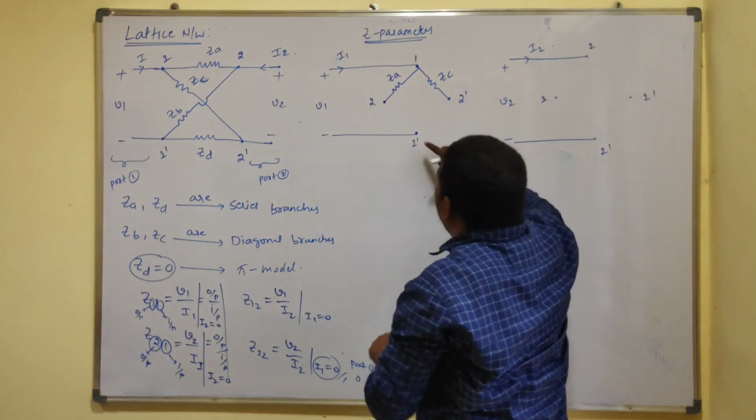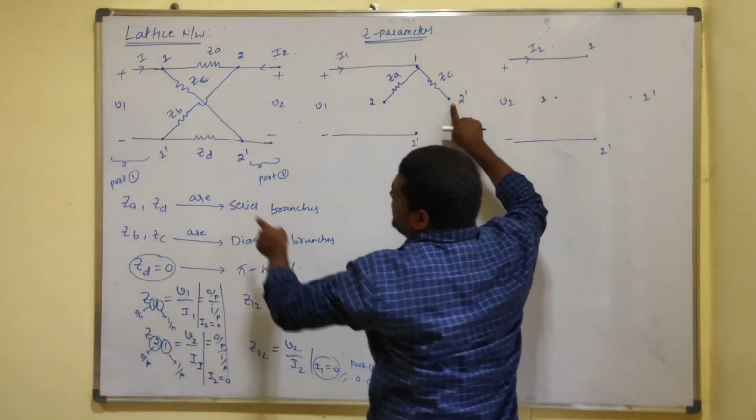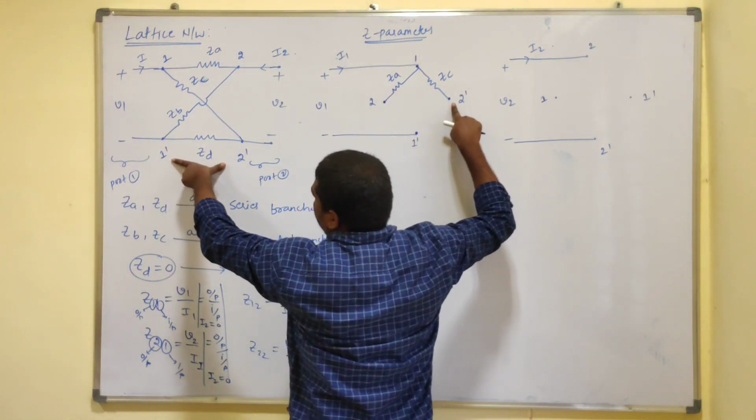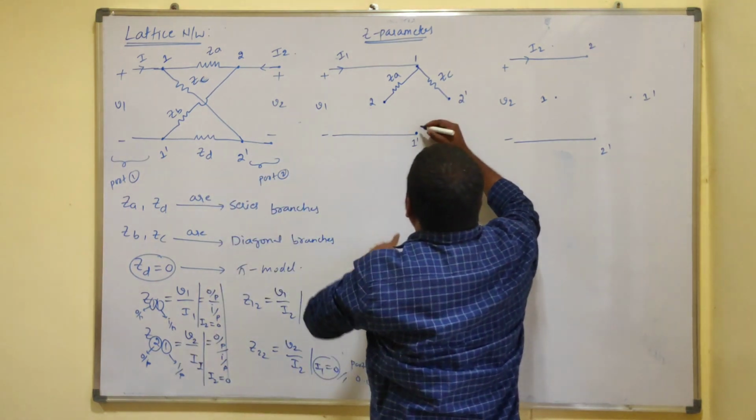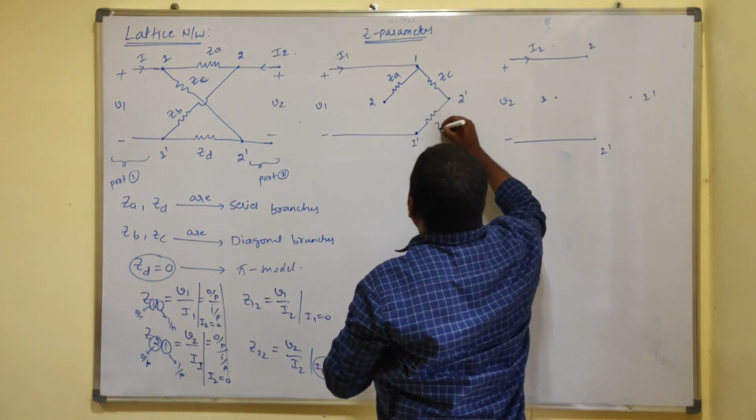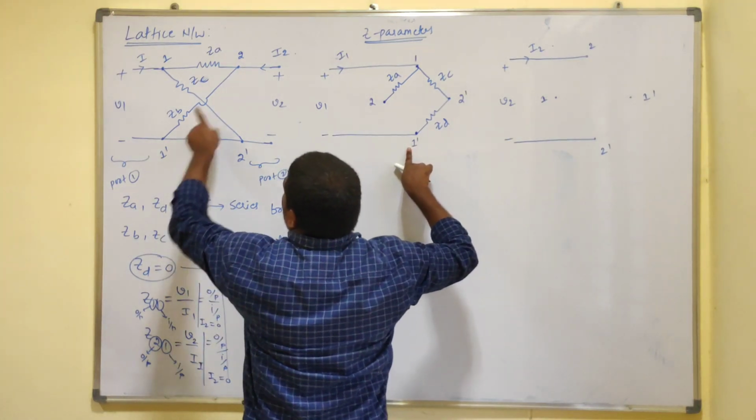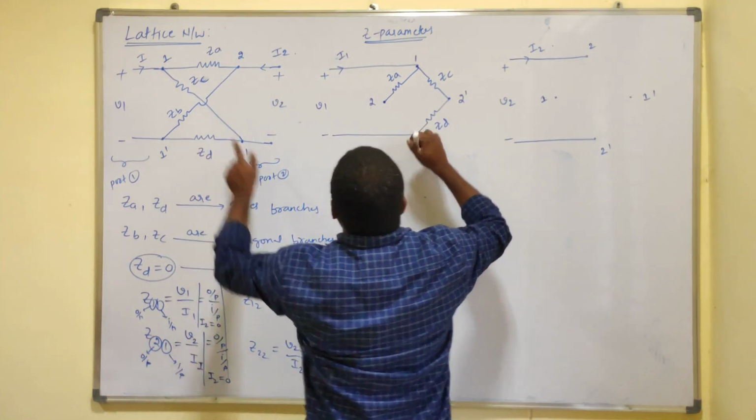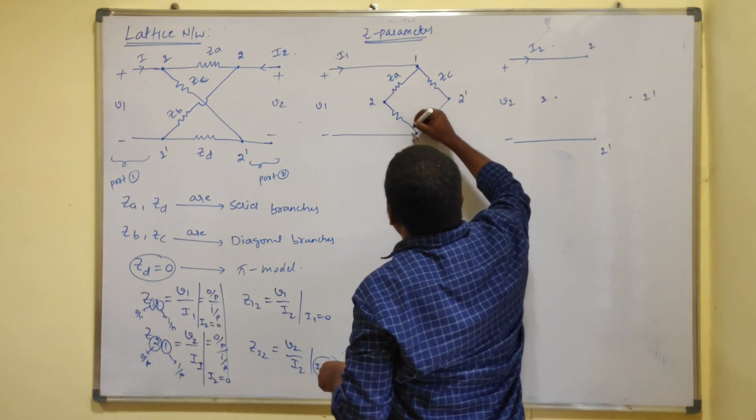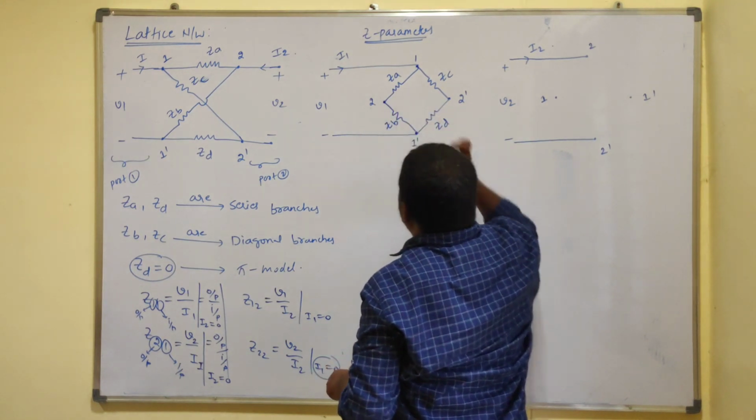Now 1 dash to 2 dash. This is 1 dash and this one is 2 dash, so we have the ZD element. Next, 1 dash to 2. This is 1 dash and this one is 2, so we have the ZB element. Here we have the ZB element, right?